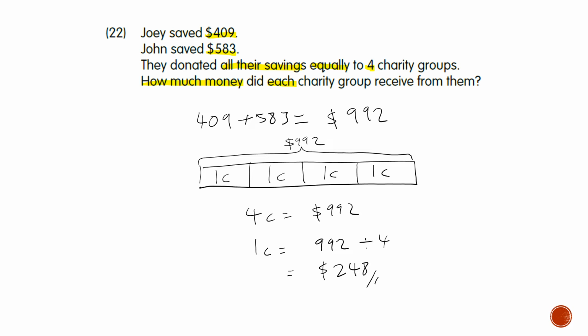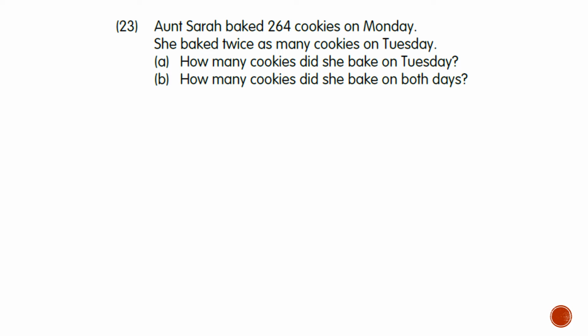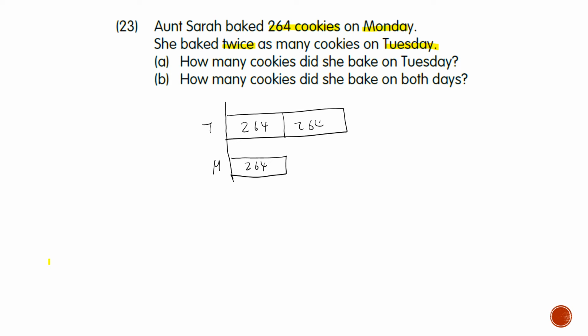Okay, next question. Aunt Sarah baked 264 cookies on Monday. She baked twice as many cookies on Tuesday. Okay, so this one, before I even read the rest of the question, I will start to draw a model already. Okay, so I'll draw the longer bar on top as always, and the shorter bar below. This is just my preference, it's up to you. Okay, Monday, 264. Tuesday, twice. Okay, so this one is 264, 264. Okay, so they're asking part A, and then this part B.